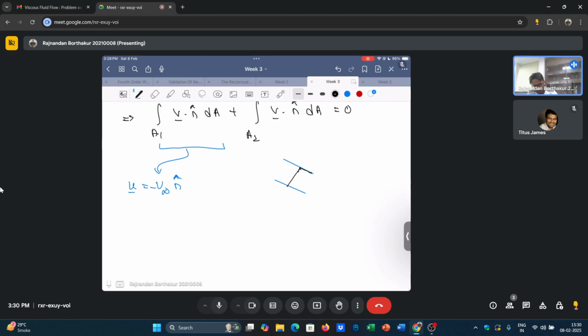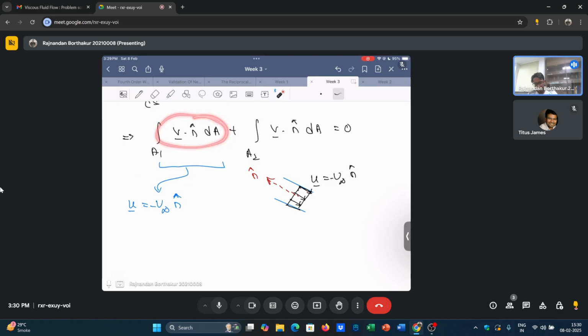If I draw the velocity profile, it is basically something like this. The magnitude is u infinity. The direction is actually in the negative of n hat, because your normal always faces outward from the area. That's why the direction of n hat in this sense is this one, and that's why you got u as minus u infinity n hat. I hope this is clear.